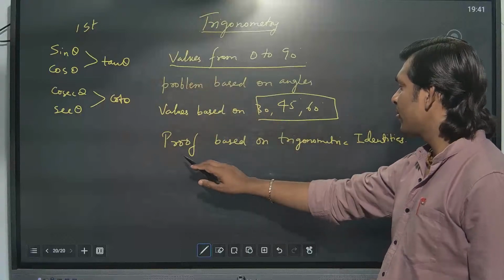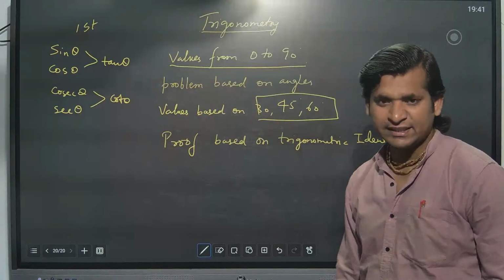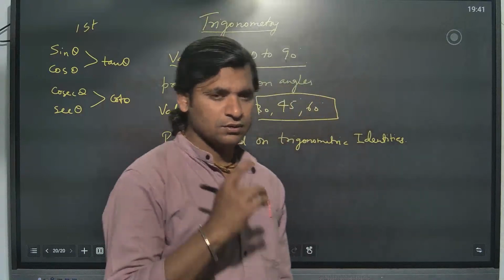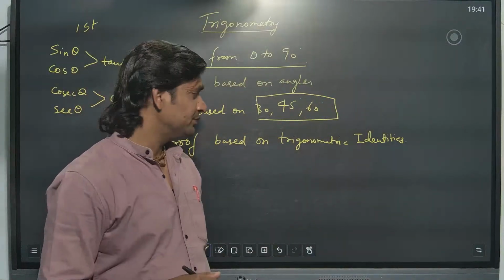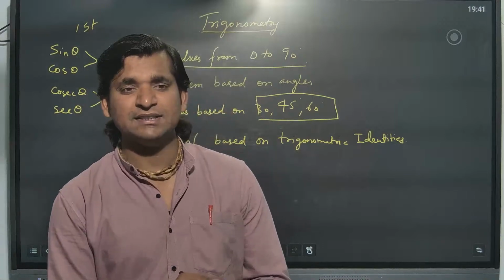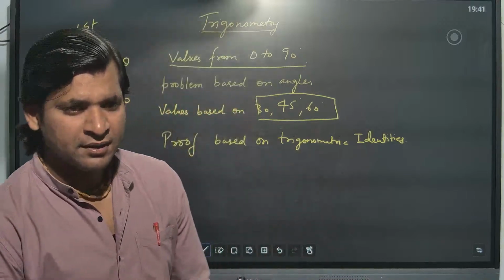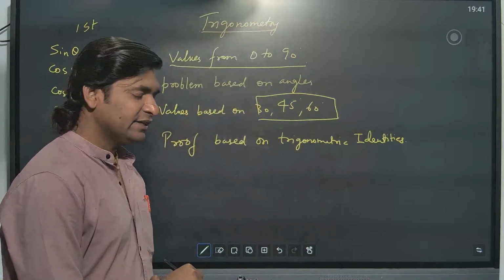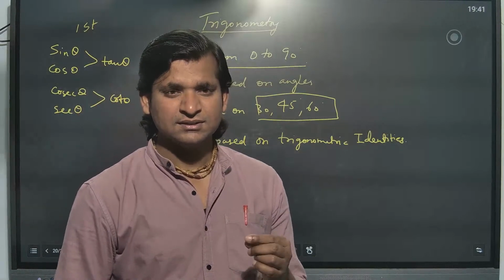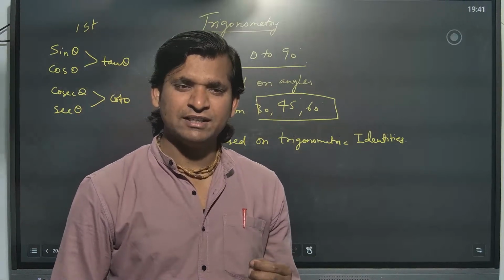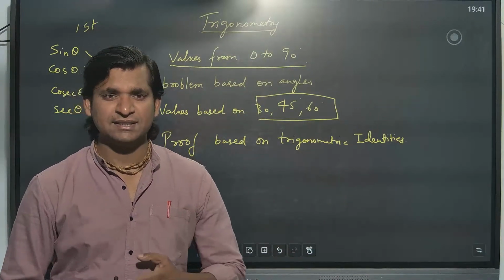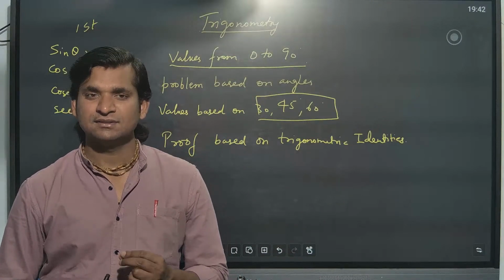Next is proof based on trigonometric identities. This question also I will share with you all. So these are the concepts we have to focus on, and after this, application of trigonometry. In application of trigonometry, tan theta is utilized more. Sin theta and cos theta will be applied, but mostly, in 99% of cases, it is tan theta.